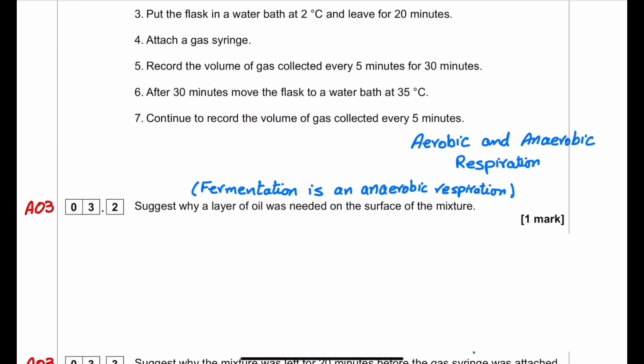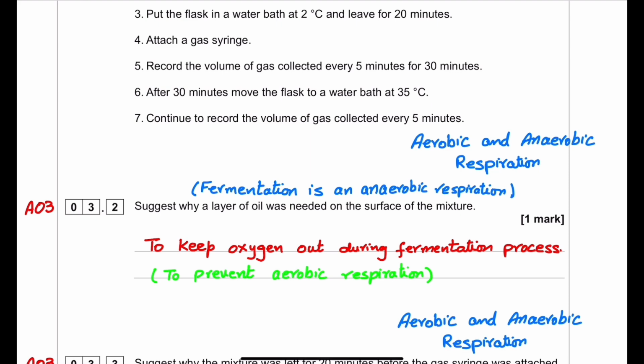Let's see the model answer. The model answer is: the oil is used to keep the oxygen out during the fermentation process to prevent aerobic respiration in this investigation.